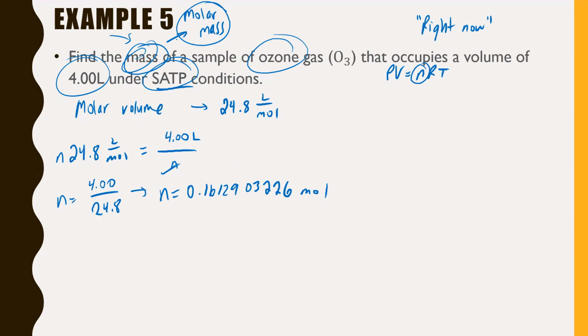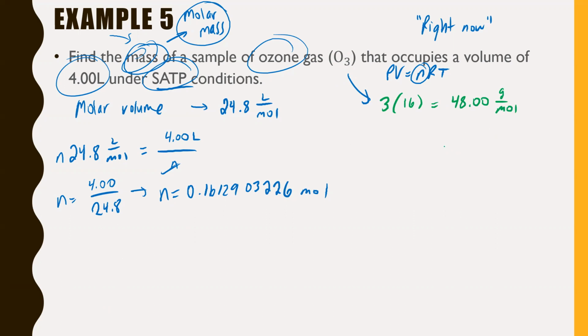And remember, anytime in a gas question that you're looking for your mass, your molar mass is going to be involved. Let's now find our molar mass of oxygen. How about I change color again? Let's use green this time. The molar mass of ozone gas, O3, is going to be 3 times the molar mass of oxygen, which is 3 times 16, according to your periodic table. Well, 3 times 16 is 48.00 grams per mole.